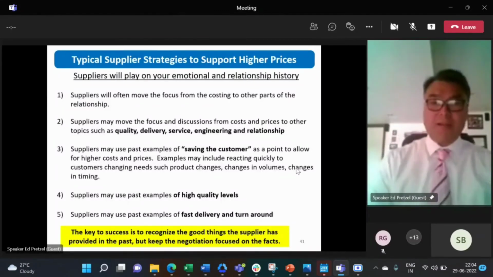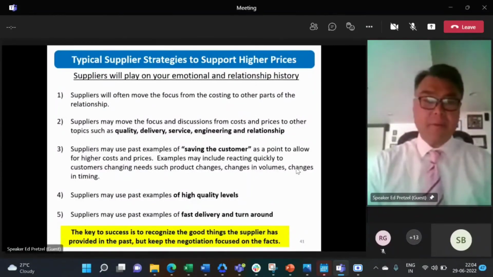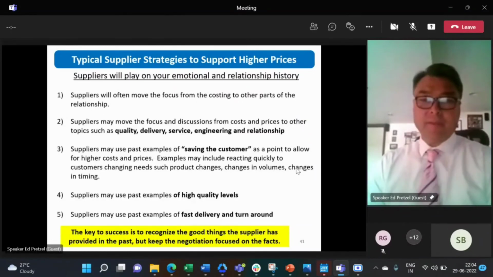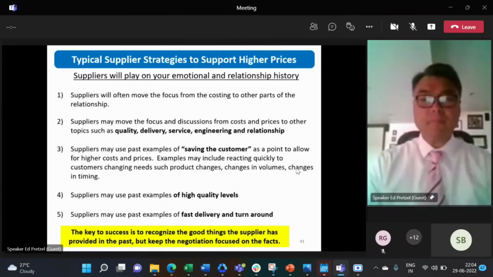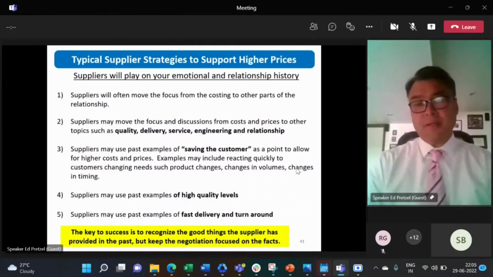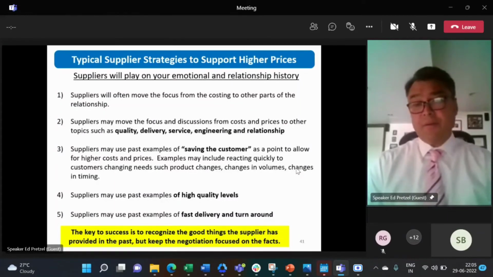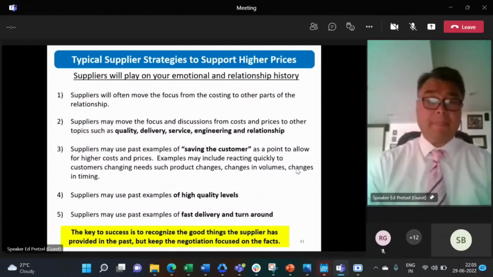These are typical strategies that we see out there in our negotiations. So we're doing negotiations every week, every month, literally tens, if not hundreds of them. So suppliers will play on your emotional and relationship history. They'll often want to focus on other parts of the relationship besides costs. They'll typically want to focus discussions on how the supplier has great quality and delivery service, engineering support.